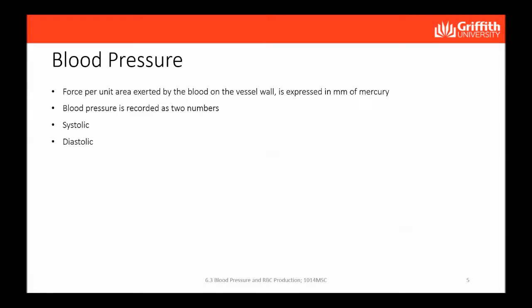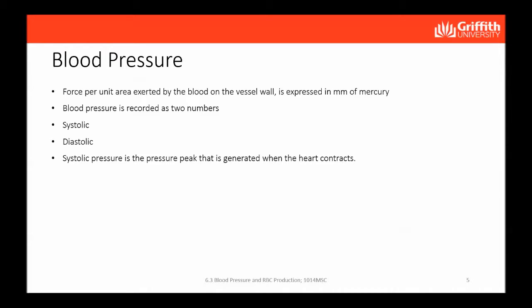Blood pressure can be defined as the force per unit area exerted by the blood on the vessel wall and is expressed in millimeters of mercury. Blood pressure is recorded as two numbers, systolic pressure and diastolic pressure. Systolic pressure is the peak pressure that is generated when the heart contracts.